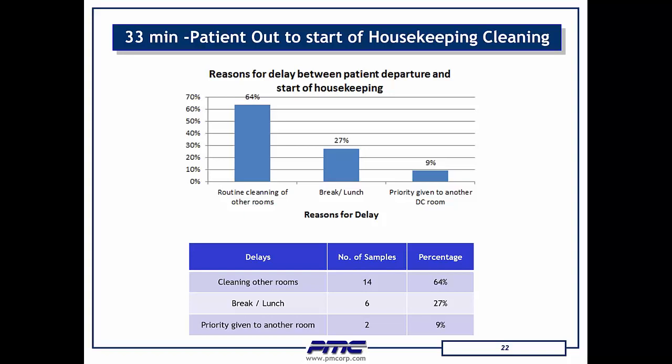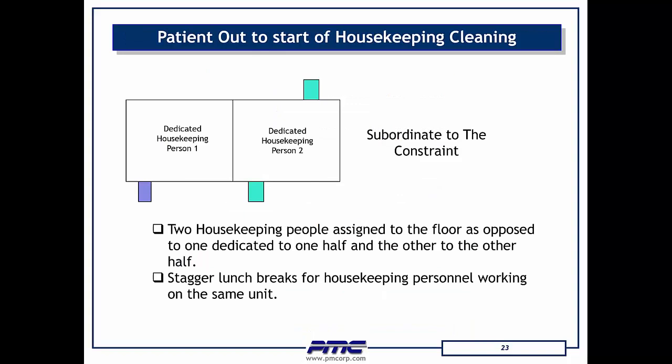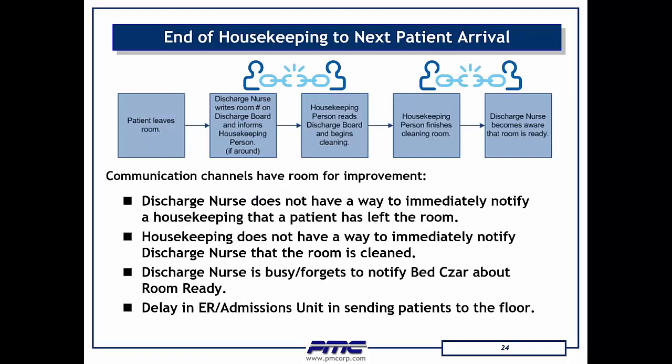That was given more importance than the room where a patient got discharged. A couple of times this happened during the break and lunchtime, and also sometimes the priority was given to another room. So the biggest reason, the routine cleaning, was causing some of the delays in cleaning the rooms where the patient was discharged. So we came up with some strategies for improving the process to reduce the delays.